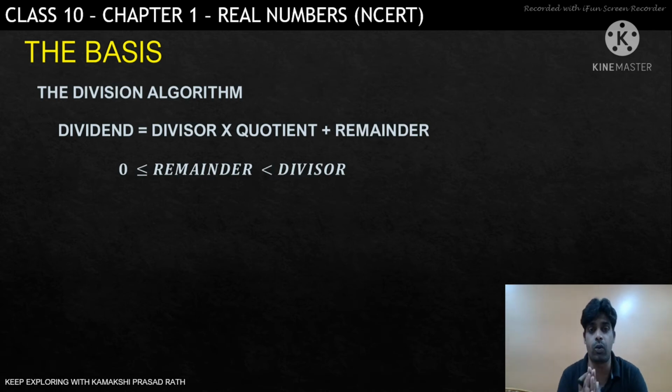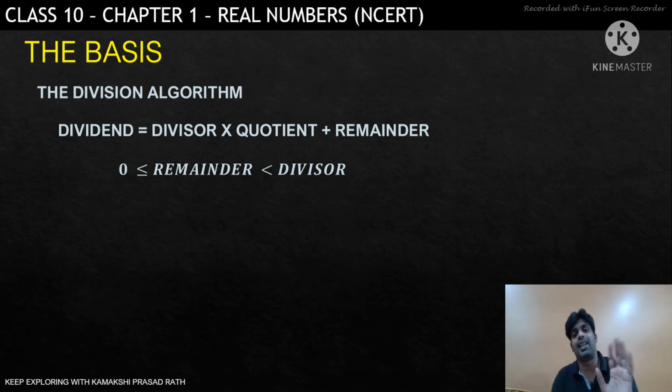We have to keep a note on that one. Remainder is always less than the divisor. It can never be equal to the divisor or greater than the divisor. And the minimum remainder of any division will be 0. 0 is the minimum one. Less than 0 will never come. So 0 can come, more than 0 will come, but the remainder is always less than the divisor. So you have to keep a note of this.